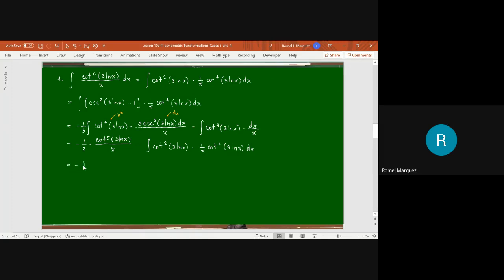Copy, negative 1 over 15 cotangent to the fifth of 3 ln x minus, this is by transformation, cosecant squared of 3 ln x, minus 1 times this quantity. Let's copy. Okay? How can you follow, guys?